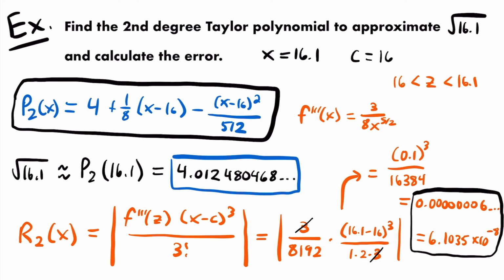Both of them represent the maximum error associated with this approximation of the square root of 16.1 using the second degree Taylor polynomial centered at 16 for the square root of x.